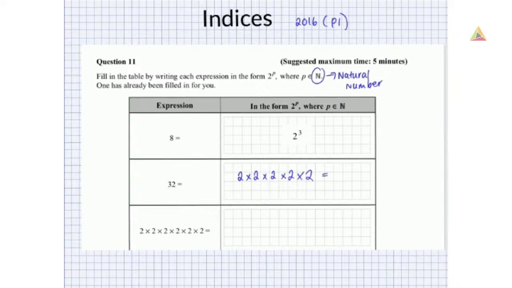So we rewrite that as 2 to the power of 5, because we had 2 to the power of 1, 2, 3, 4, 5. If we look at the next one, how would you rewrite this in terms of 2 to the power of p? We have 1, 2, 3, 4, 5, 6. So that's going to be simply 2 to the power of 6. I'll put up the next 2 parts of that question on the next slide.